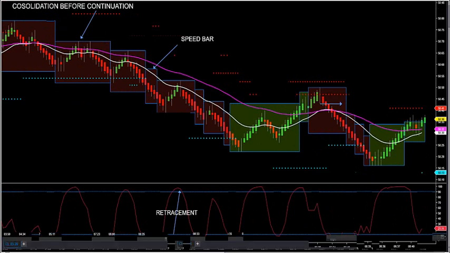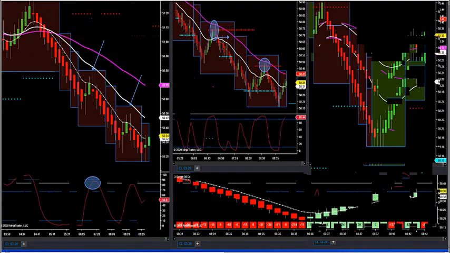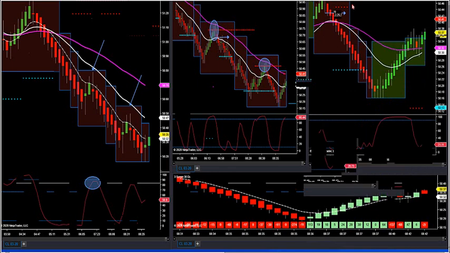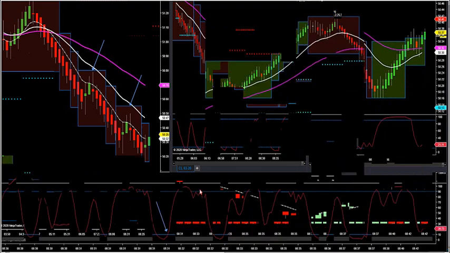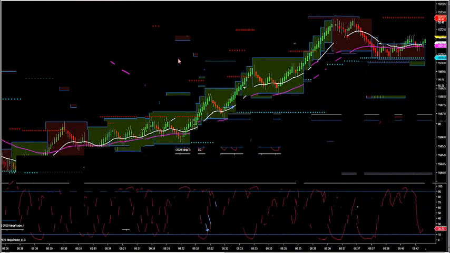So that's how we want to do it. We want to use the speed bars to tell us when speed's coming in the market. That lets us know as traders we're good to go. If I look at gold this morning, we had a beautiful gold trade that happened a second ago. This is consolidation before the move. You understand this, you do very, very well in the room on any market.